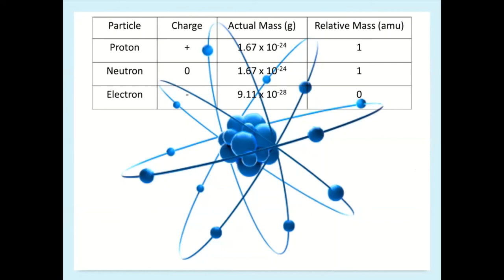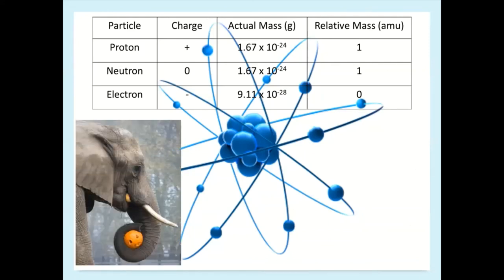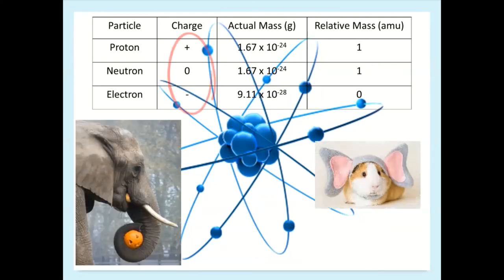This is why we use scientific notation in science. So we give them a relative mass. AMU is an atomic mass unit. We just say the proton and neutron are roughly one. And the electron is roughly, well, it's not actually zero. It's like a mouse compared to an elephant. So the protons and neutrons are elephants, and the electrons are a little mouse running around, or moving in waves, really. So that's why I have the elephant and the mouse.